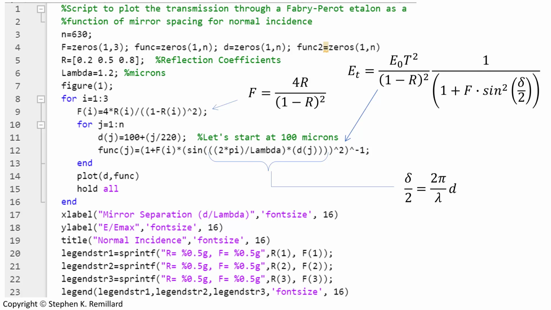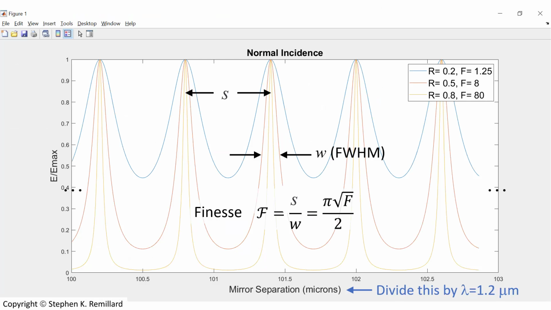You can pause the video and take a look at it. The transmitted irradiance, normalized to its maximum, as you vary the separation between mirrors, is periodic. One of the variables is big R, the reflection coefficient. So we have 3 different graphs here for 3 different values of big R. Put it in terms of 3 different values of finesse. If the reflection coefficient is very large, these peaks are very sharp.